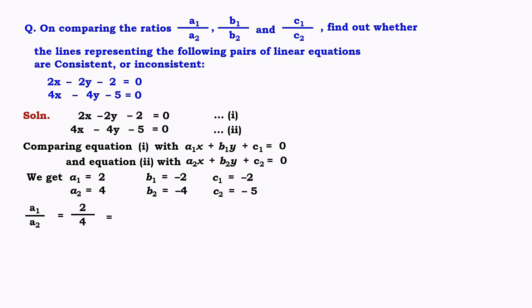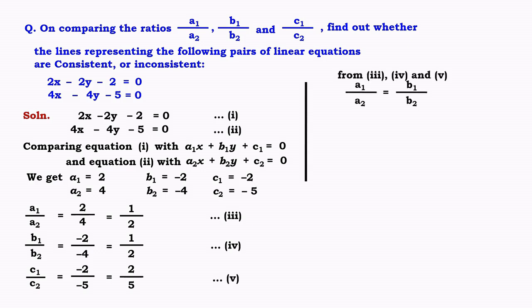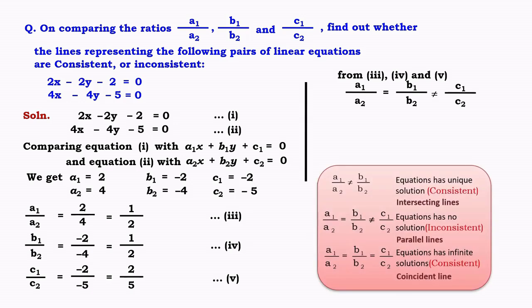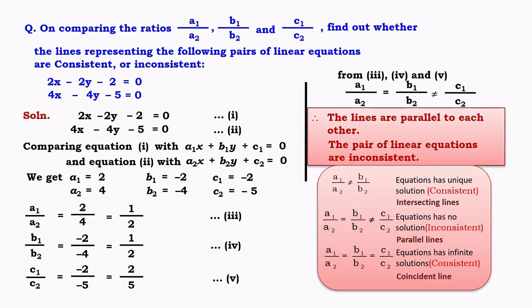Now, let us compare the ratios. a1/a2 is 2/4, which is 1/2. b1/b2 is -2/-4, which is also 1/2. c1/c2 is -2/-5, which is 2/5. Here, a1/a2 is equal to b1/b2, but not equal to c1/c2. So, the lines are parallel and will never intersect. This means there is no solution. Therefore, the system is inconsistent. Final conclusion: the given lines are parallel to each other and have no solution.